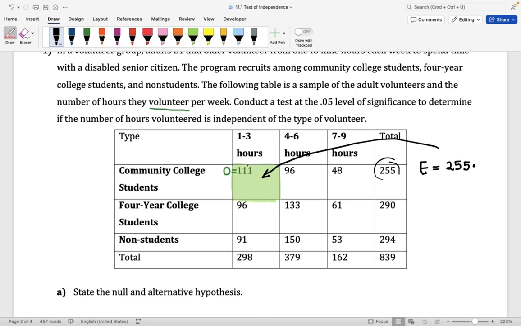For this cell, we're looking at the first column. The total for that column is 298. And then the formula says now divide by the total number of individuals. Remember, the total number of individuals from the sample is found on the lower right corner of your contingency table. So here, the total number of individuals in this sample is 839.